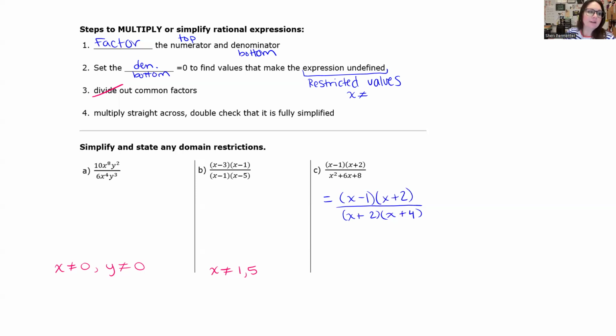Now that I am fully factored, I can actually jot down my restricted values for example C as well. So X cannot be equal to what and what?